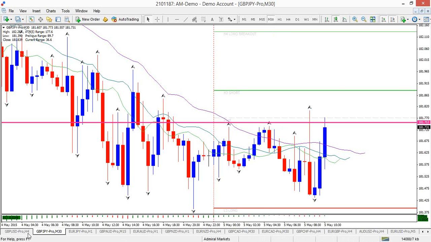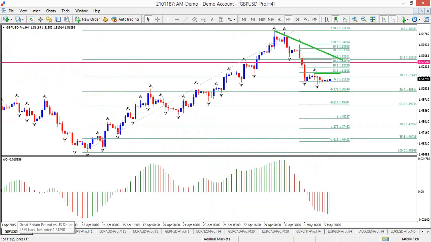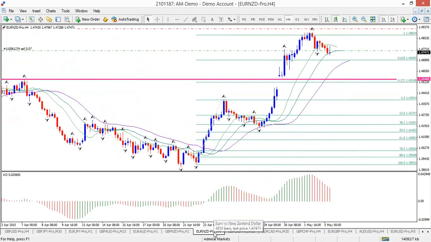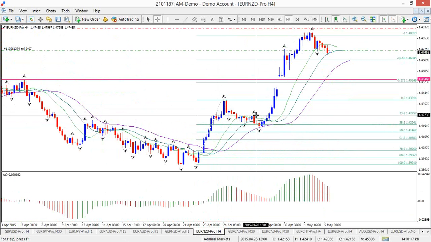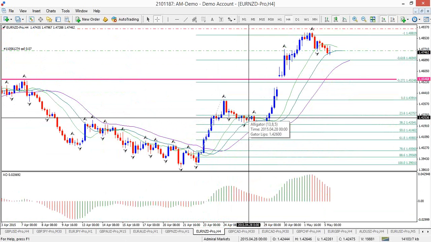Could be a good swing trade to the upside. What else? Euro New Zealand made a good trade upon the break. We talked about this one. Did anyone take the Euro New Zealand upside?